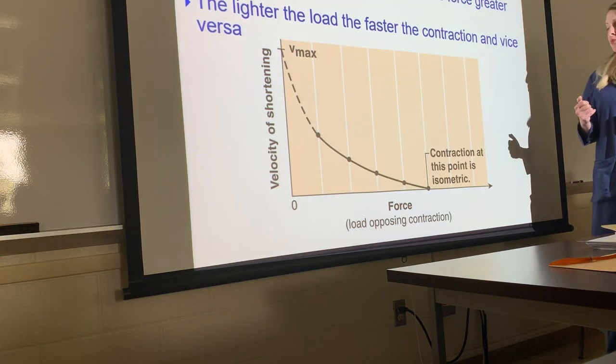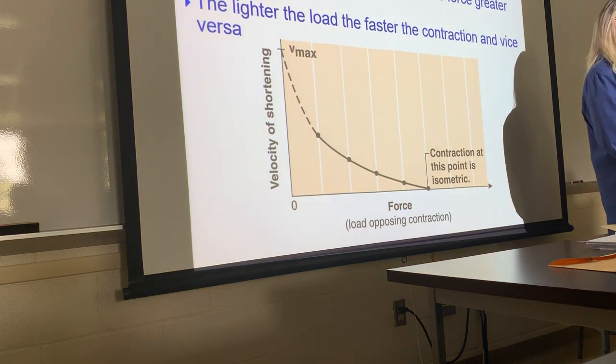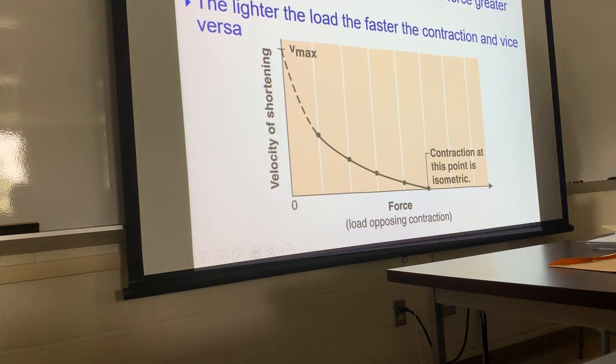So we call this type of contraction isometric. Iso means the same. Metric means that it's not moving. It's staying the same length. It's contracting, but it's staying the same length.